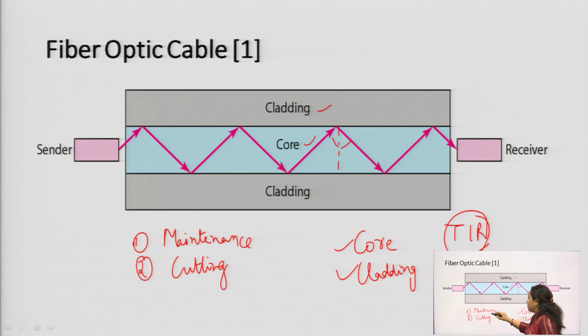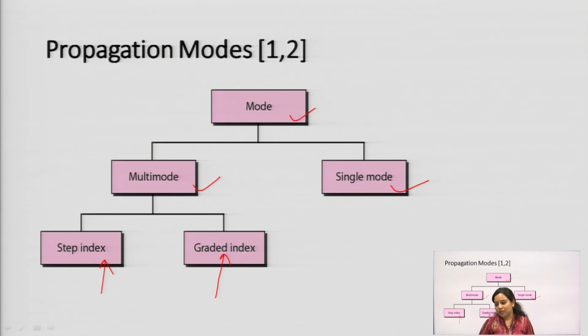The disadvantage of the fiber optic cable is the maintenance. If any kind of problem is there in the constructional view, then the cutting or the splicing of that particular optical fiber cable is very costly, and it needs special attention for this purpose. Next we have seen the propagation modes. Two types of propagation modes are there, the multi mode and the single mode.